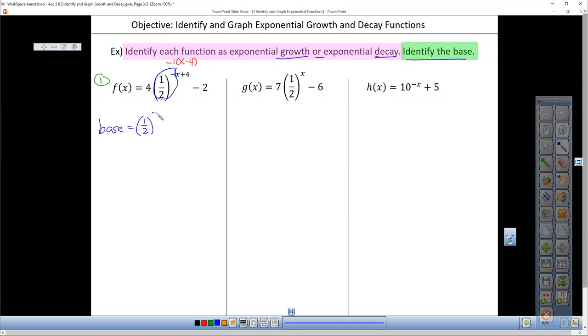And remember, anything to a negative power means a reciprocal power. The reciprocal of 1/2 is 2. So this is the same thing as 2 to the first power, which is 2. 2 is greater than 1. So this is exponential growth.